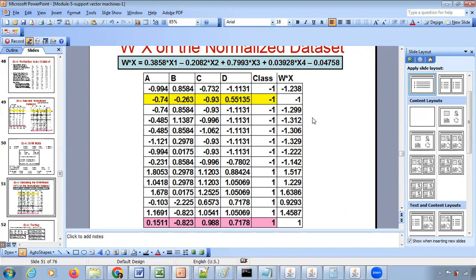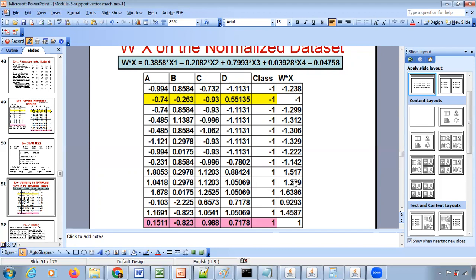And we can find W times X for each of these data points using these 4 features. We see here that for all the class -1 data points, we get W times X to be less than -1. That's good. For this one, we get -1 as expected, and this we get +1 as expected. And for all the class 1 data points, we get values greater than 0. That's good enough.